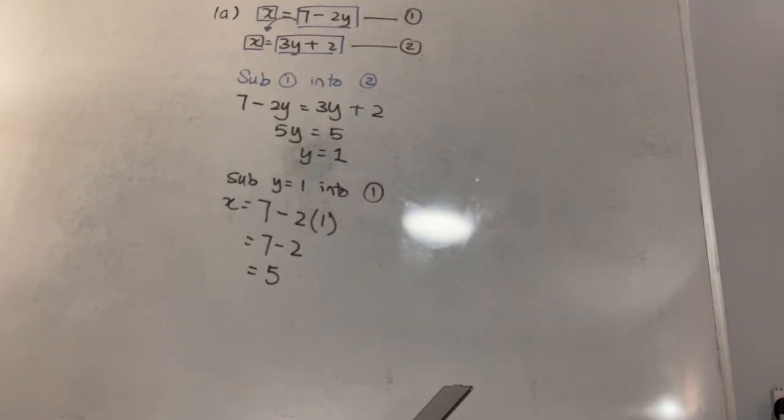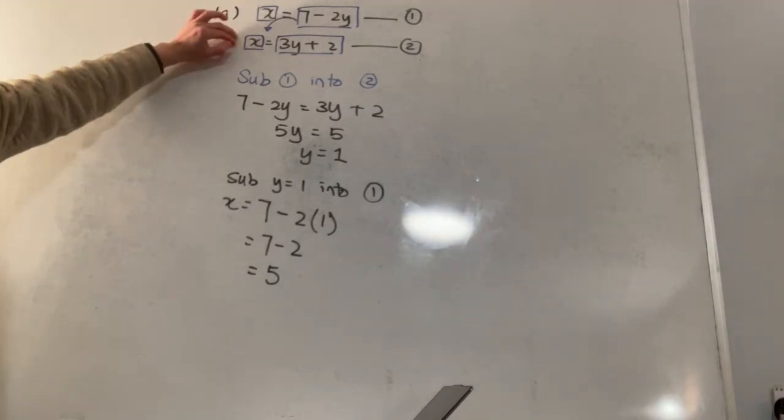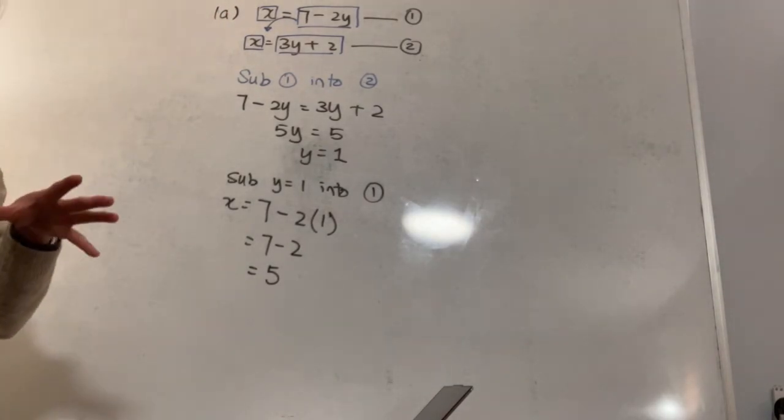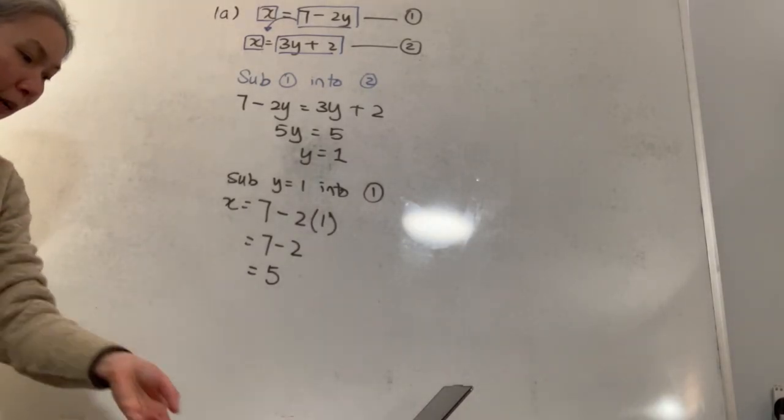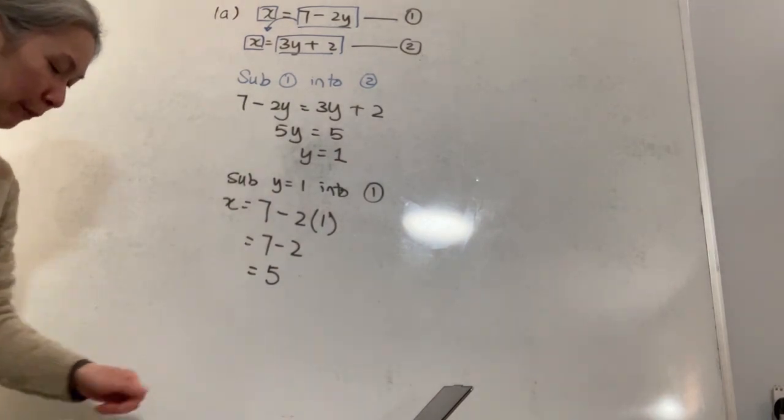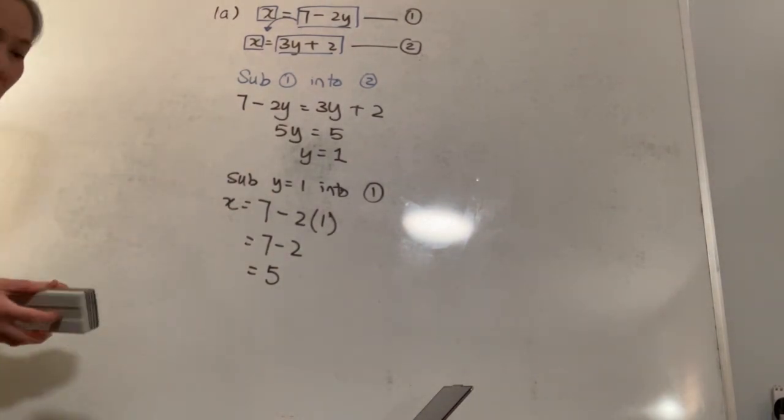Alright, these are the methods we call substitution. You want at least one of the equations to be x equal to or y equal to, and then you can replace the whole lot into it. Alright, so try the same way with question 2, question B.